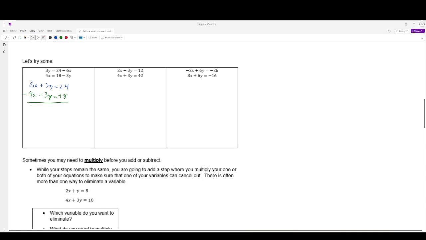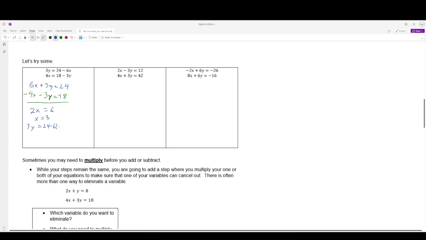Okay, so 6x minus 4x, we get 2x. 3y minus 3y, no y's. And then 24 minus 18 is 6. So our x value is 3. We're going to plug that back into the first equation. So we get 3y equals 24 minus 6 times 3.